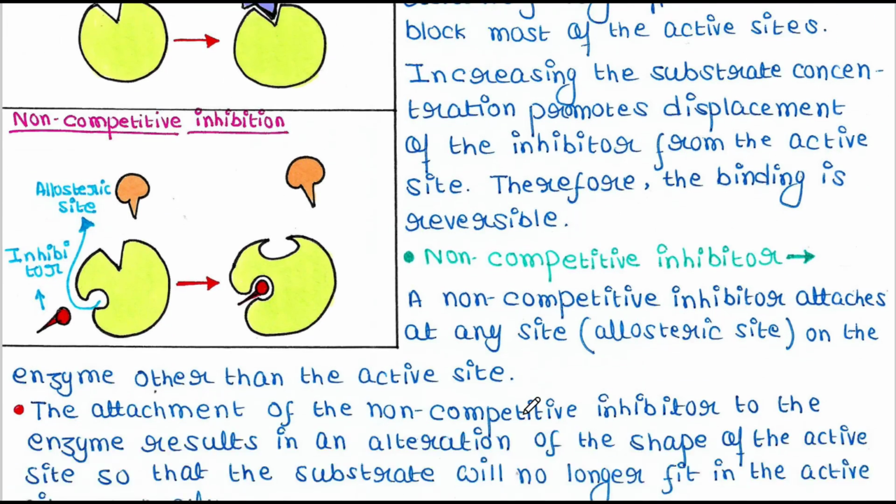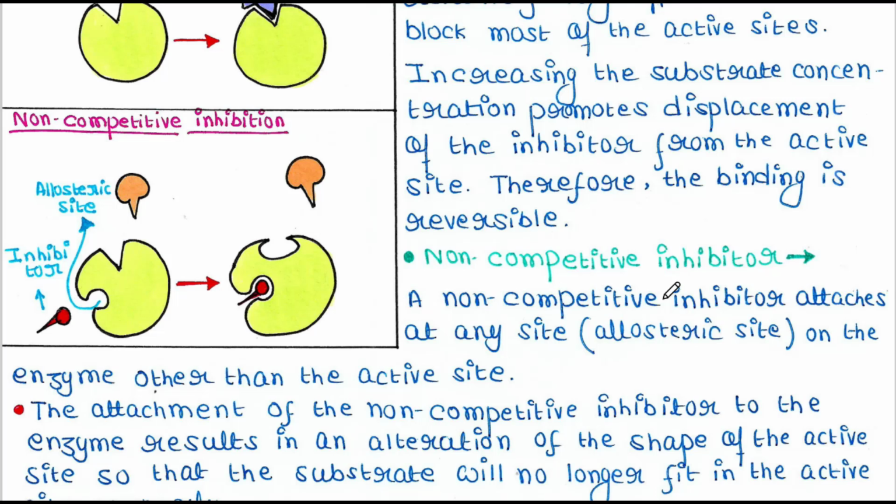Next is non-competitive inhibitor. Again, from the name you can understand that there is no competition between a substrate and inhibitor. Here the inhibitor, so this is the inhibitor, this is the substrate. Here the inhibitor does not look like the substrate, and even the inhibitor does not sit in the active site. So this is the active site and the active site is empty. This is not occupied by the inhibitor.